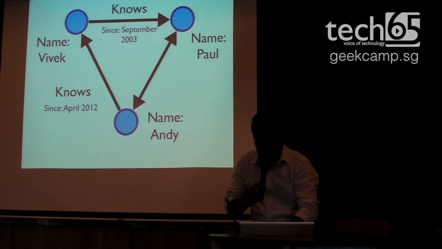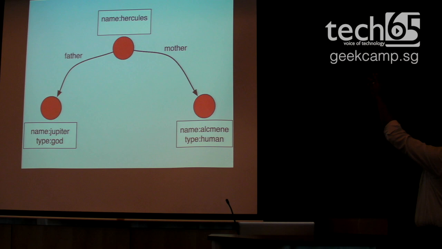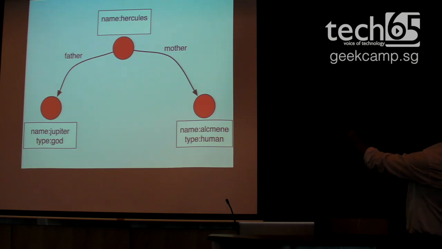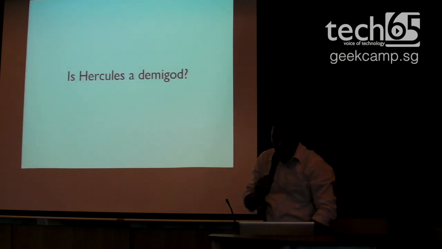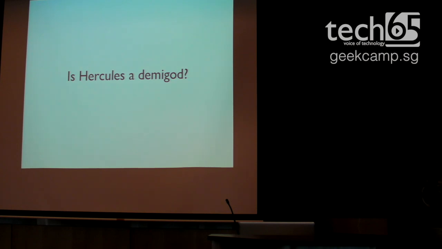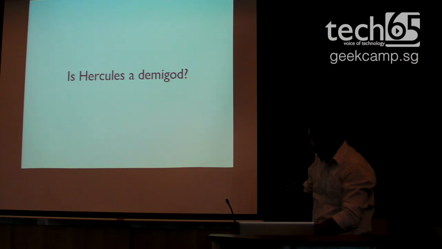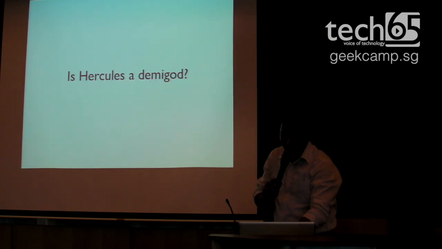So here's another example. Let's say that you had Hercules, and Jupiter was his dad. Alcmene is his mother, right? And let's say that you wanted to ask the question, is Hercules a demigod? Right? So very, very simple graph, just 3 nodes and 2 relationships. So how do you actually answer the question?